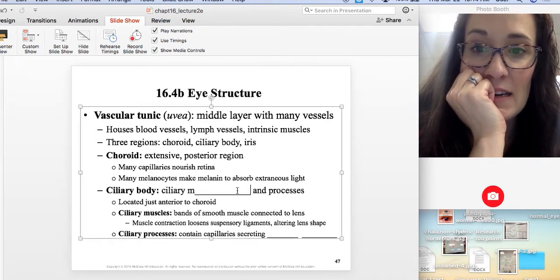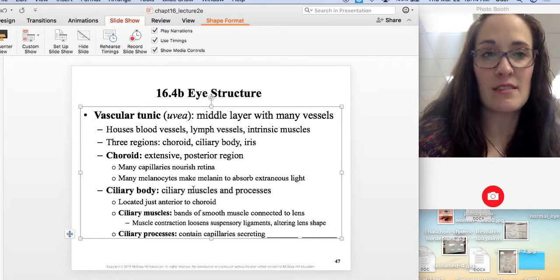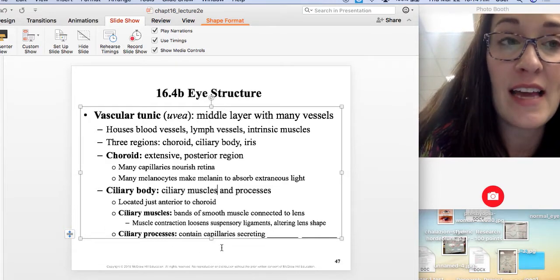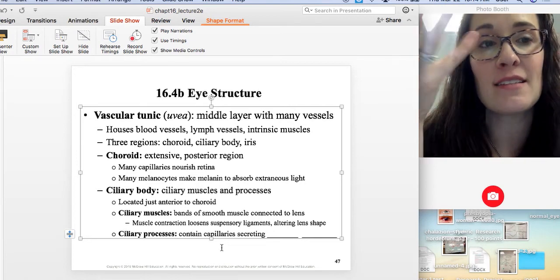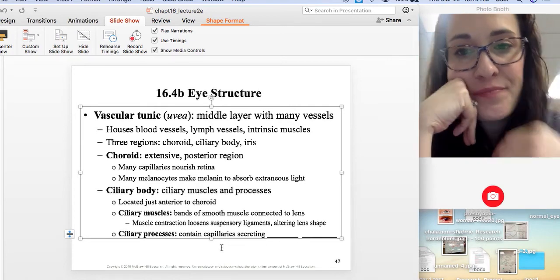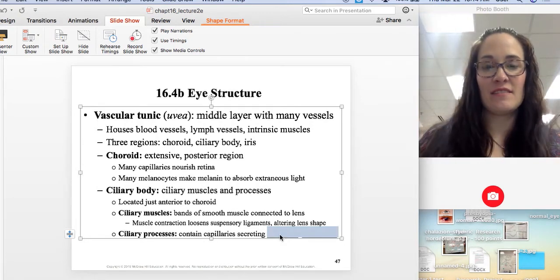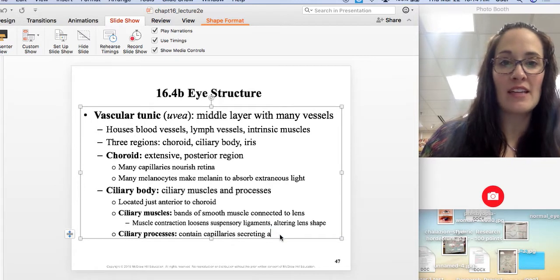The ciliary body contains ciliary muscles and processes that extend from it. These muscles are connected to the lens, and they help change the shape of the lens as light comes through. And it actually makes the aqueous humor, that anterior fluid.